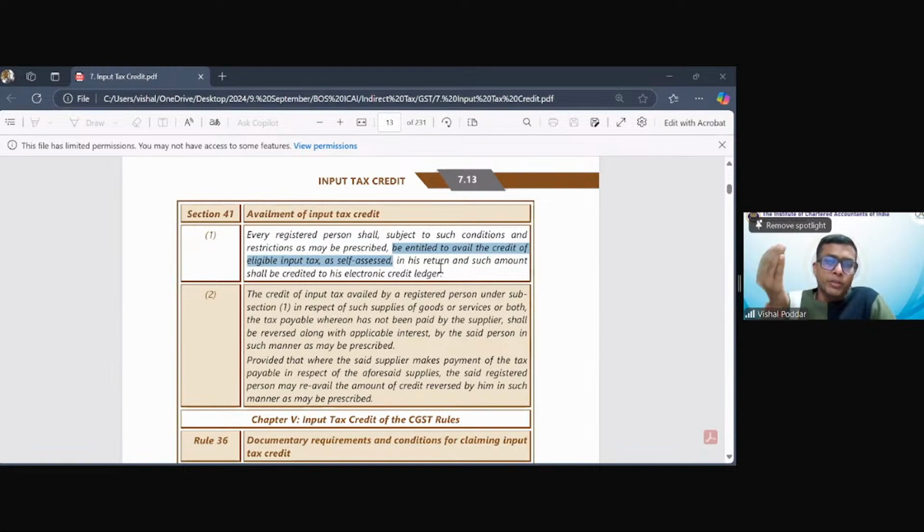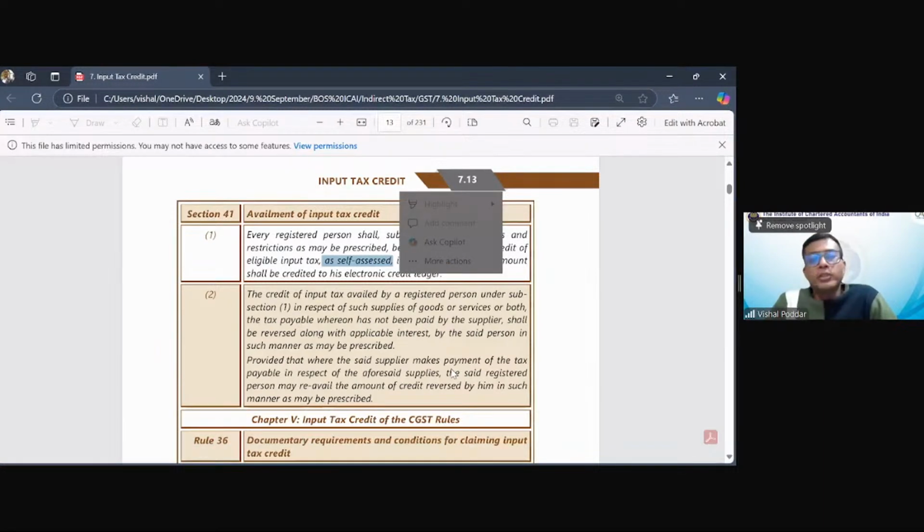increases. So 41 is talking about the process, and it is also giving a warning or caution: remember that this is not final. This is for the time being assessed by yourself, which may get changed or reversed later on if it is found incorrect. In both places, it is saying credited to the electronic ledger.